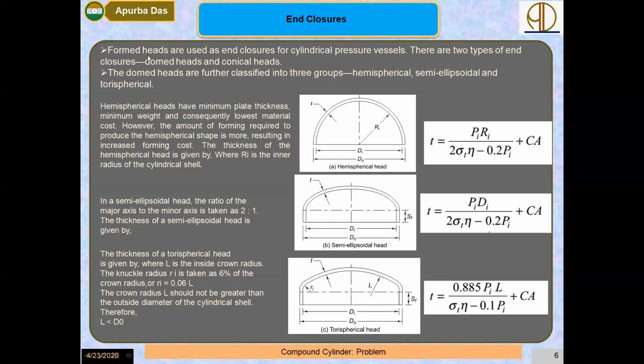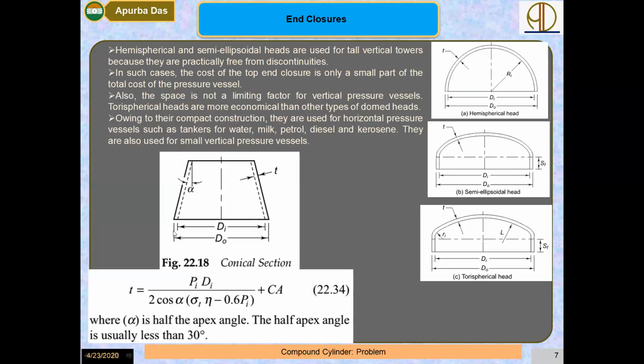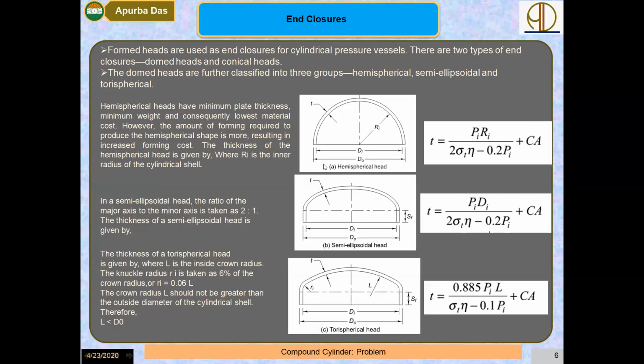So formed heads are usually the end closure for cylindrical pressure vessels. There are two types of closure. One is the domed head, these three are domed heads, and another is the conical head like this. Okay, so first I will discuss the domed head. Domed heads are generally of three types. One is hemispherical, then the second one is semi-elliptical, and the third one is toruspherical.